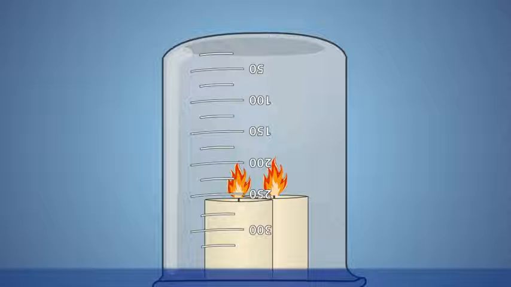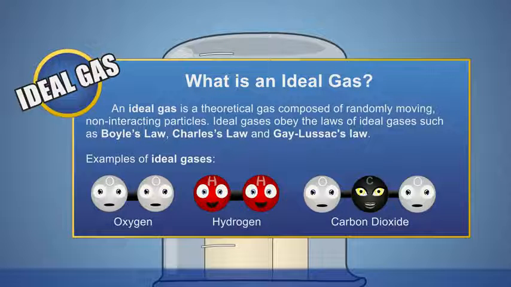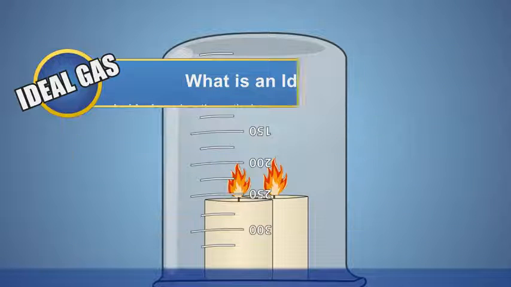As we mentioned in our last episode, an ideal gas is a theoretical gas composed of a set of randomly moving, non-interacting particles. Under normal conditions, many gases such as oxygen, hydrogen, and some heavier gases like carbon dioxide will behave like an ideal gas. This means they follow the laws of gases such as Lussac's law.